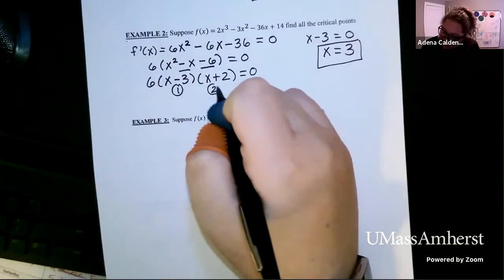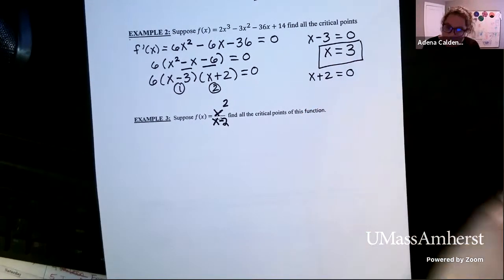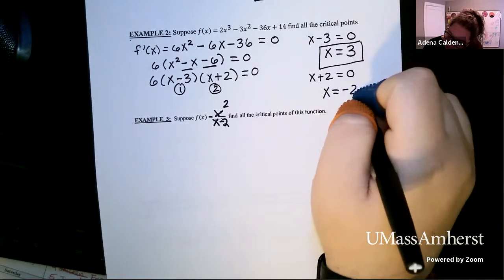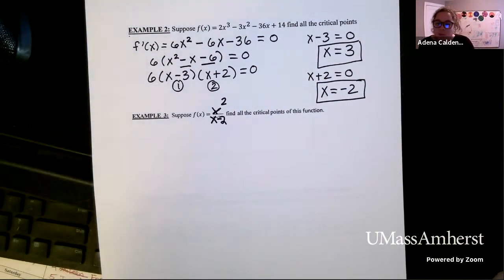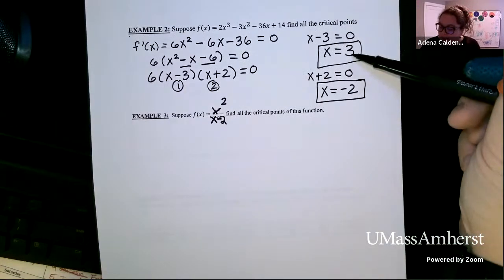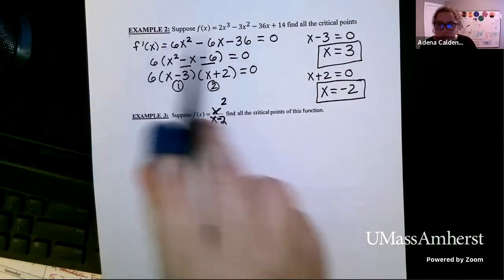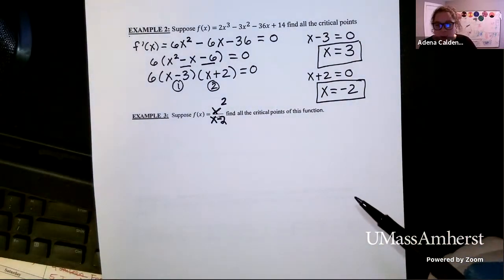Then I set my second factor equal to 0. So x plus 2 equals 0. That gives me a solution of x equals negative 2. So I have 2 critical points here at x equals 3 and x equals negative 2. There's nowhere where the first derivative is undefined here, so I'm not worried about checking that at this point.